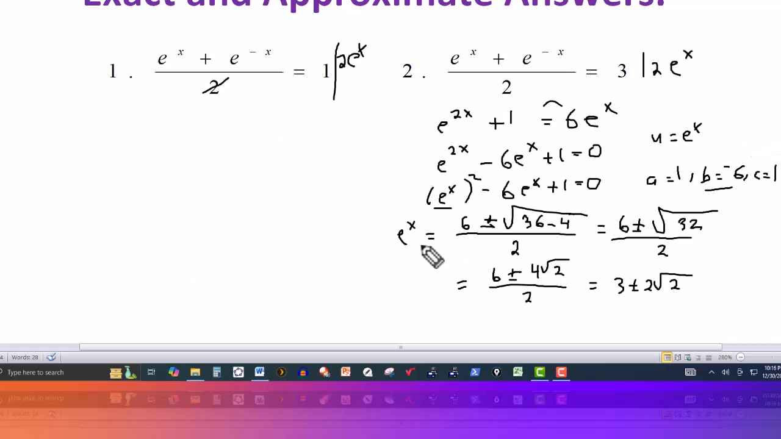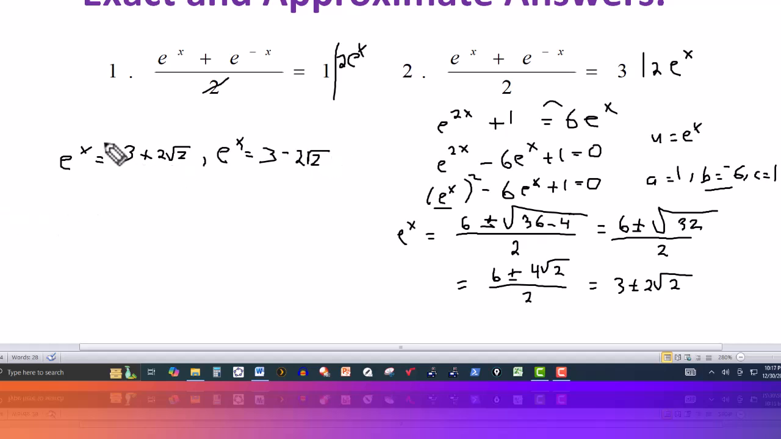But remember, we want the value of x. So we can set it up this way. e to the x can be equal to, let's take the positive root here first, 3 plus 2 times the square root of 2, or e to the x could equal 3 minus 2 times the square root of 2.